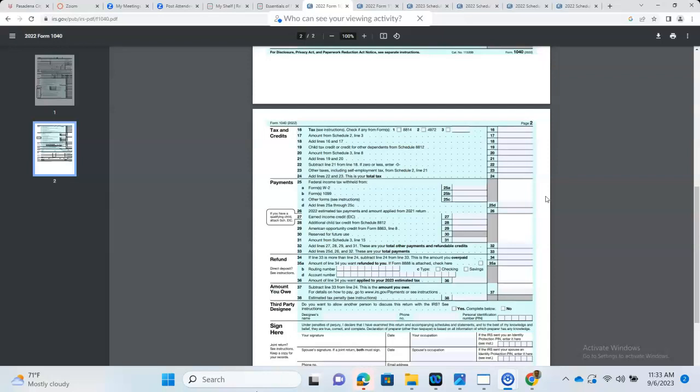But we have another type. We call it the American Opportunity Tax Credit. And in this chapter, you might see it. The American Opportunity Tax Credit is partially refundable.